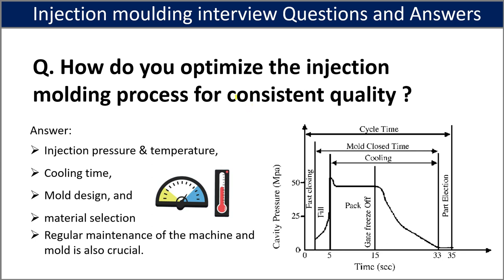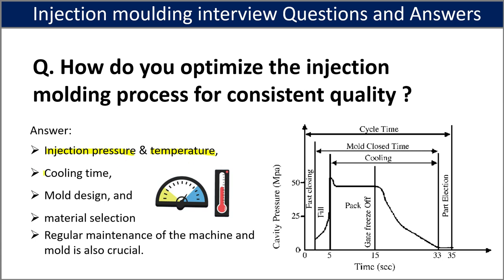Okay, so to have consistent quality in the injection molding process, we need to focus on the injection pressure and the temperature. These are very important parameters for the injection molding process. Most of the defects we can avoid by maintaining the proper pressure and temperature for the injection molding process.